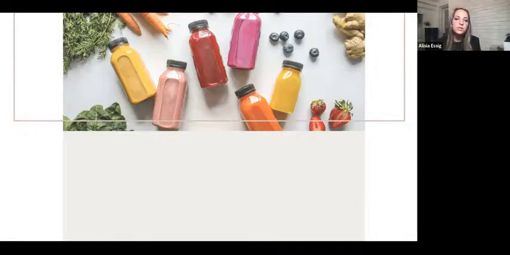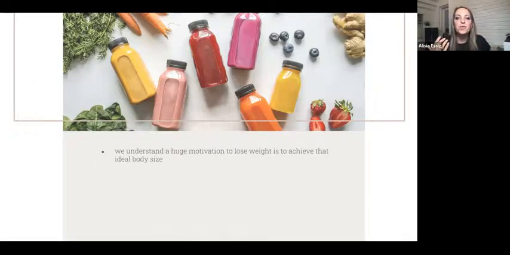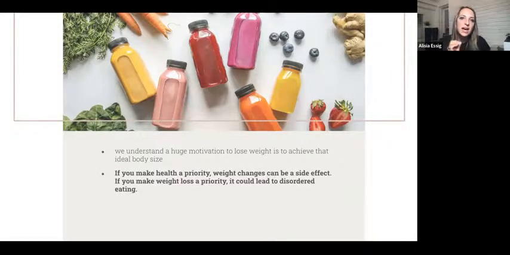But we're looking to really maintain and obtain the optimal body size for your stage in life. We recognize that a huge motivation to losing weight is to achieve the ideal body size. But if we swap it around, and instead of making weight loss a priority, we choose to make health a priority, it makes a big difference. Because if you make health a priority, weight loss is just a side effect.